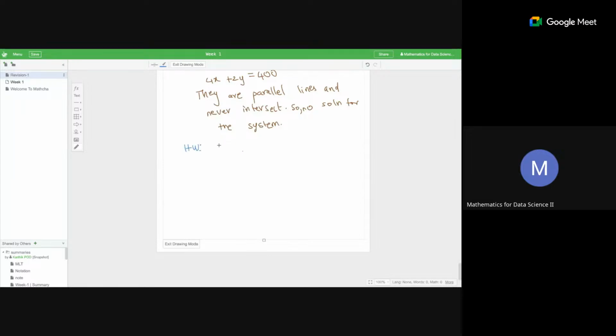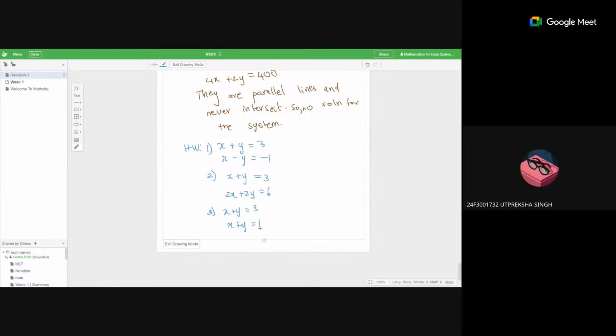So try to plot and identify under which category it will fall, whether they will have a unique solution, infinitely many, or no solution. Try to plot or try to solve, it is up to you. Whatever method you use, you should be able to tell in which category it will fall. Okay, this is just for your understanding only.